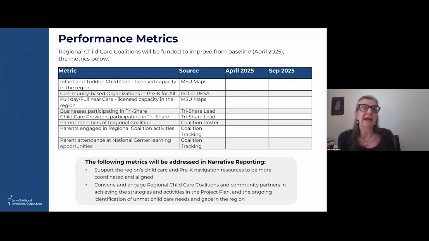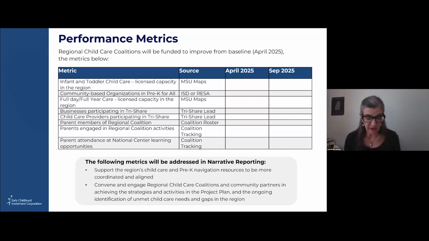We'll be looking at ensuring that regional coalitions maintain and or expand their parent members over time. And that's something that we'll track through the submission of your coalition roster, which we'll be talking more about later. And then we'll be looking at the number of parents who are engaged in regional coalition activities outside of meetings, and then looking at parent attendance at our National Center learning opportunities, which you're going to hear more about in a moment.